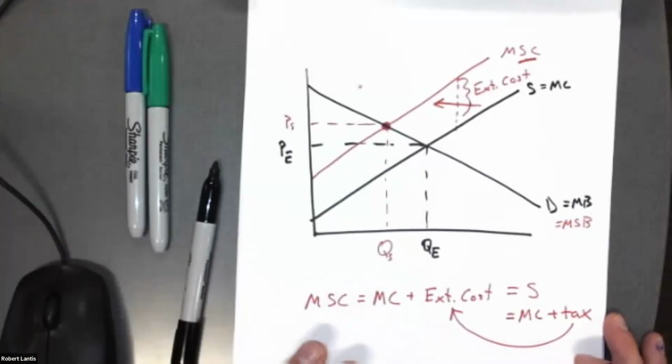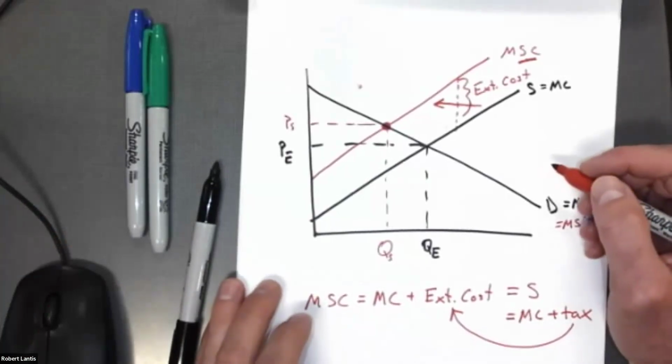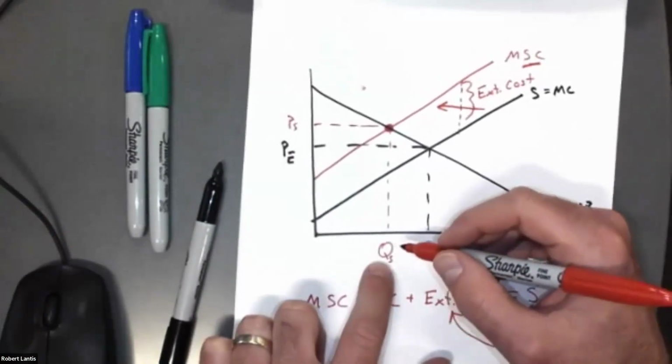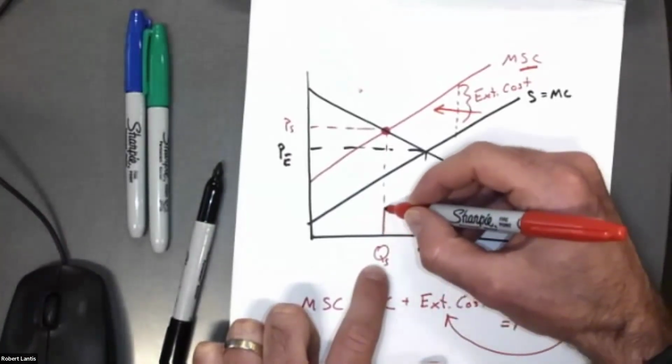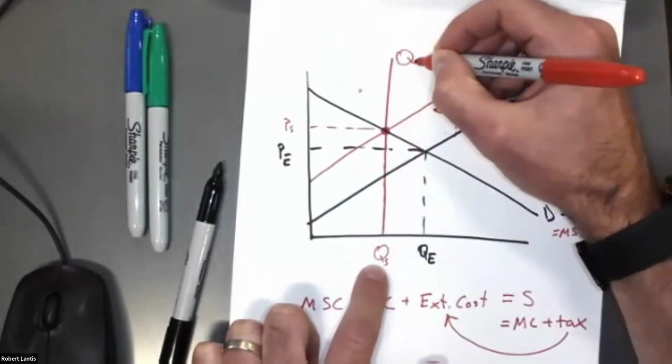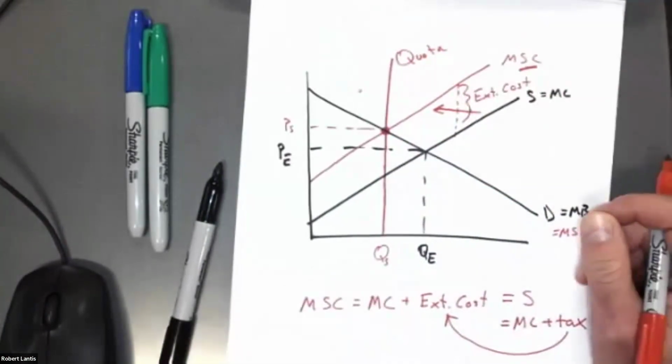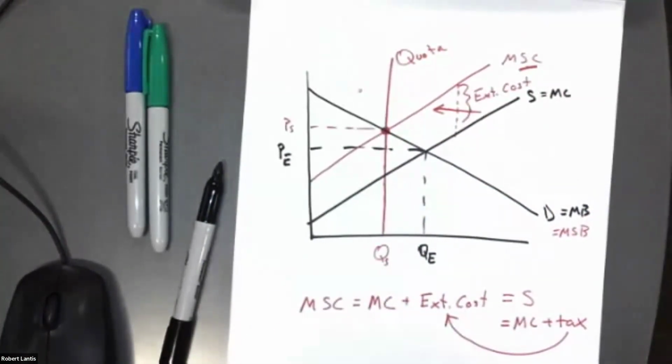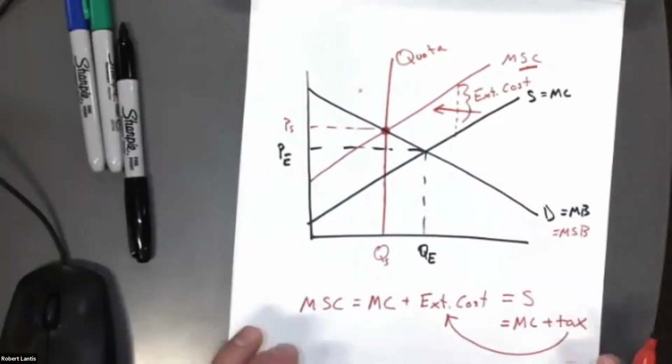Now, what are some other tools we talked about that we could use with a negative externality? Well, if I want the quantity to be lower, what could I do? Just set a quota, right? Not allow there to be any more than a certain number of units in the market. So that's one way, right?